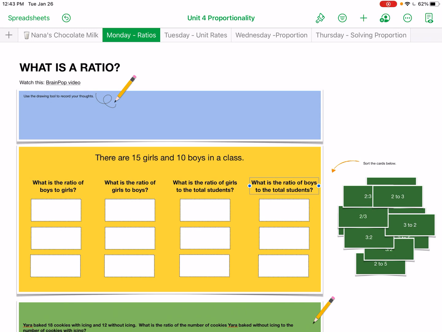Today we're going to be discussing ratios. You will need to make sure you've watched the Brain Pop video and recorded your thoughts in the blue rectangular space provided for you.